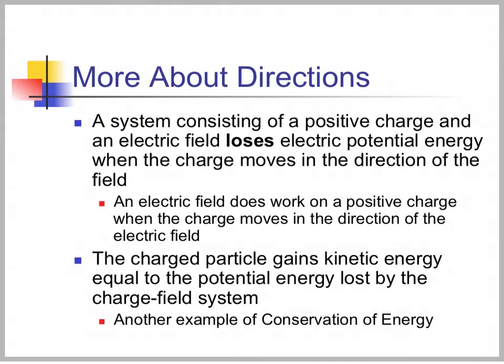So a system consisting of a positive charge and an electric field loses electric potential energy when the charge moves in the direction of the field. An electric field does work on a positive charge when the charge moves in the direction of the field. So that charged particle gains kinetic energy equal to the potential energy lost in that charge-field system. This is an example of conservation of energy.